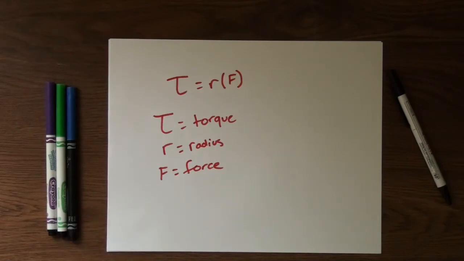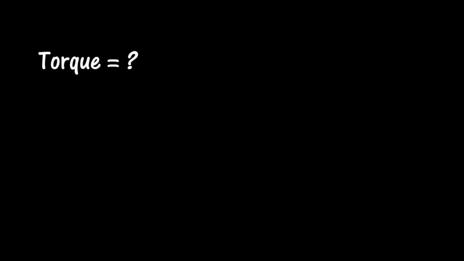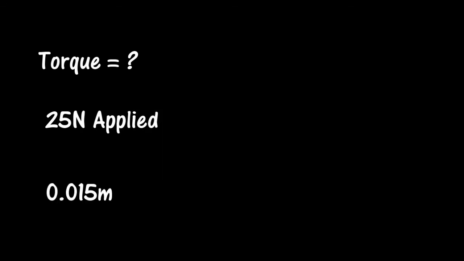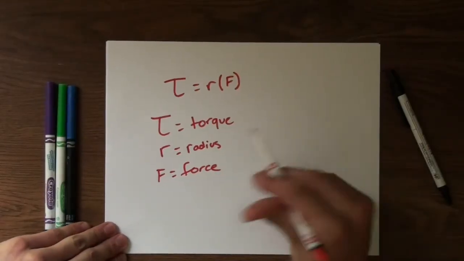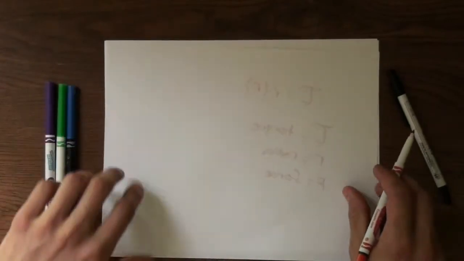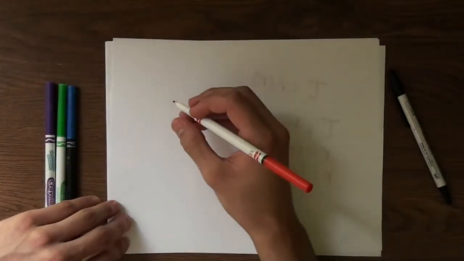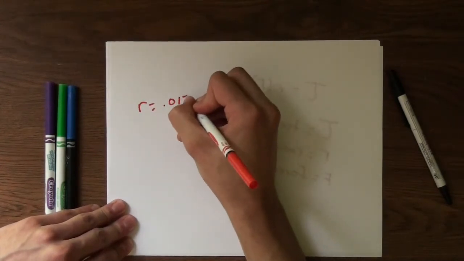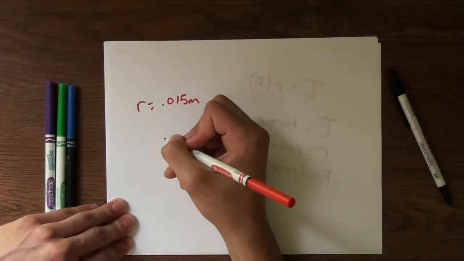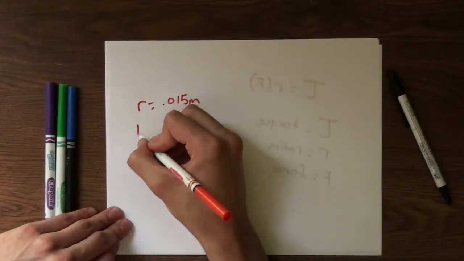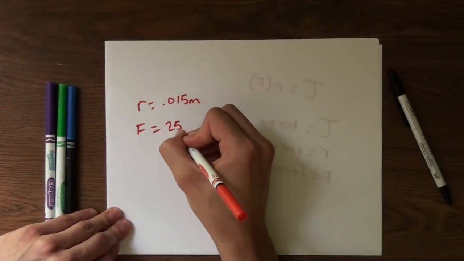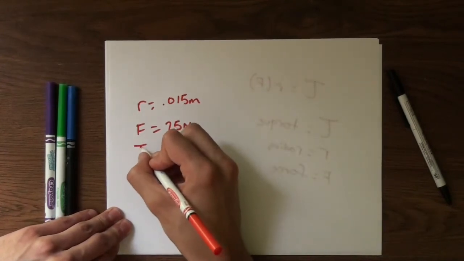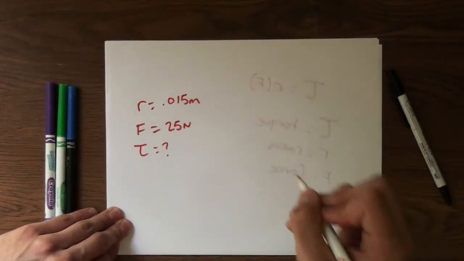So let's look at a word problem. How much torque is produced if 25 newtons of force is applied at a distance of 0.015 meters below the center of the cue ball? Okay, so for this problem, we know that the distance from the center is 0.015 meters. We also know that the force is equal to 25 newtons. What we don't know is the torque. So all we have to do is solve.